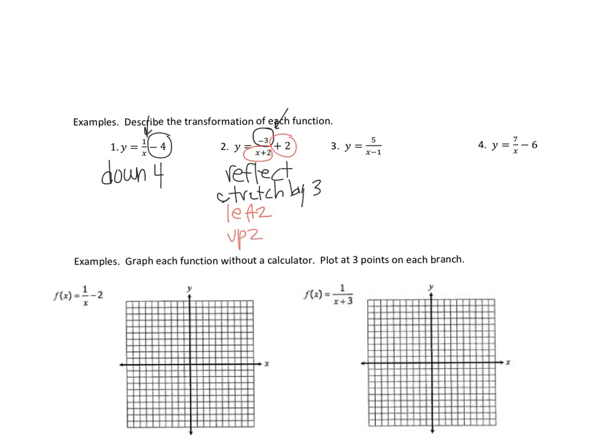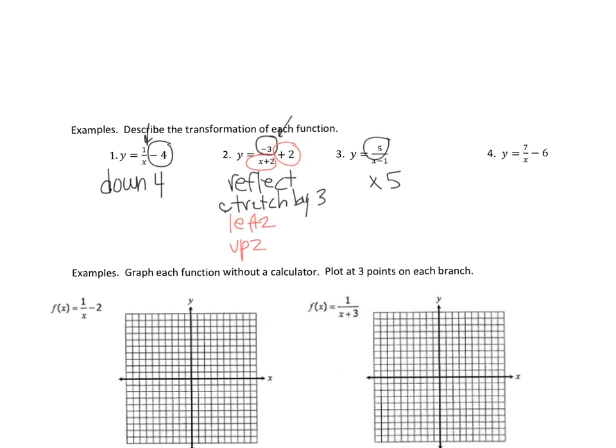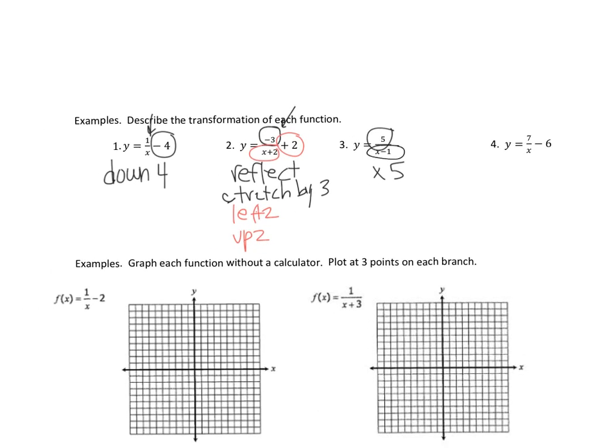Number 3, it's a vertical stretch. It hasn't been reflected. So stretch by 5. And then it's moving right 1, and is not moving up or down. Number 4, vertical stretch by 7, and then it's just moving down 6.